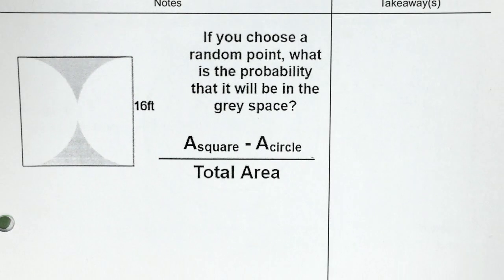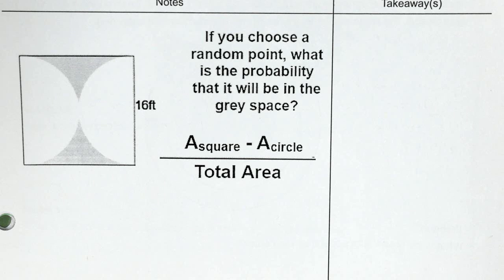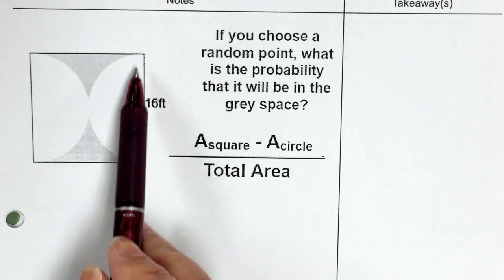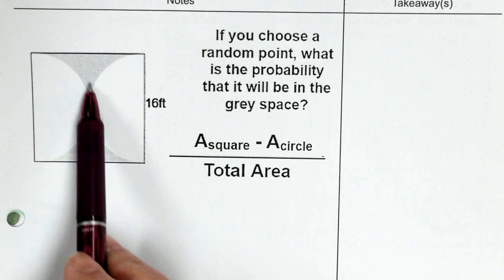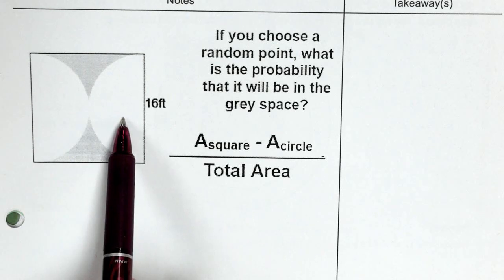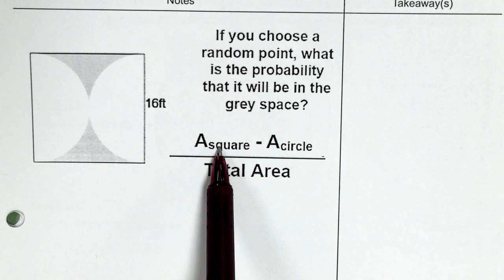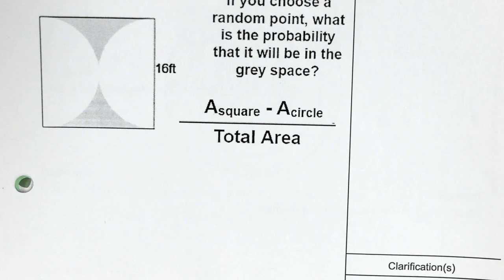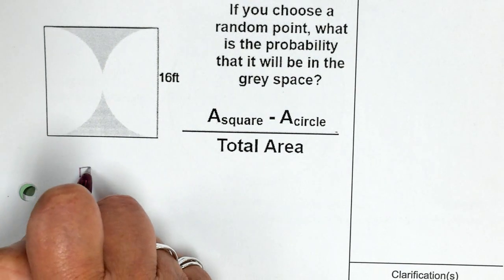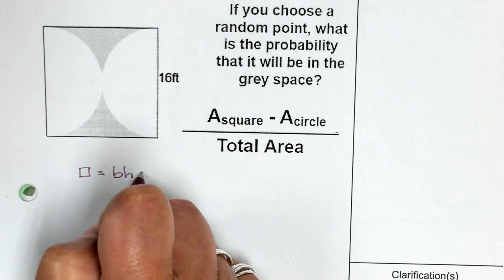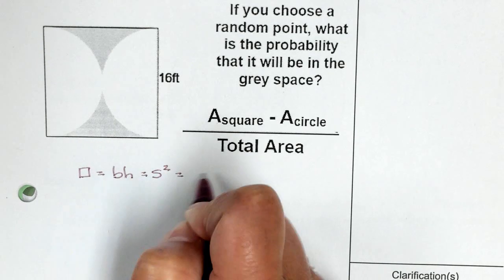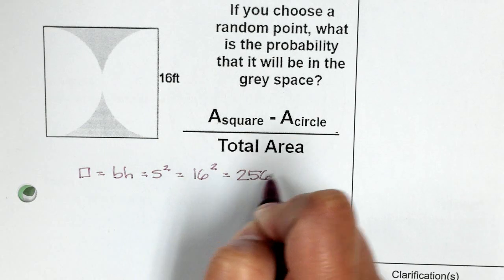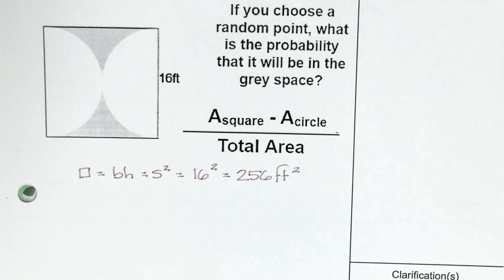In our last example, if you choose a random point, what is the probability that it will be in the gray space? We're told here we have a square, and they have split a circle in half and put each half on each side of the square. So you can take the area of the square minus the area of the circle divided by the total area. Let's get some of these areas first. To find the area of the square, it's base times height, which is the same as the side squared. So we have 16 squared, which equals 256 square feet.